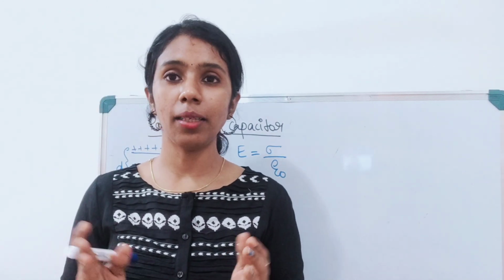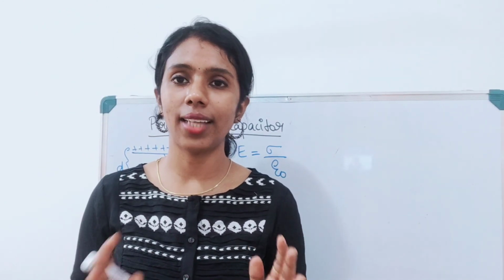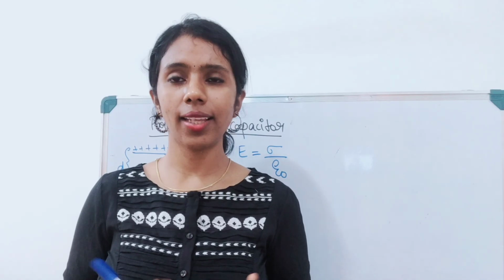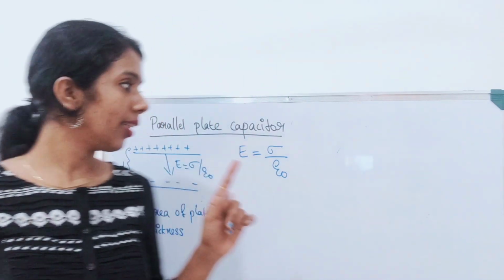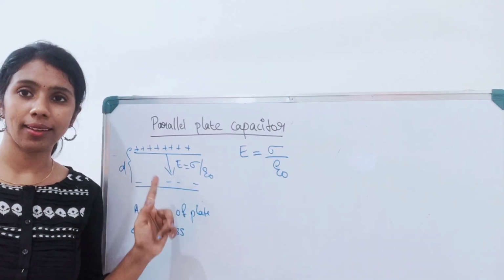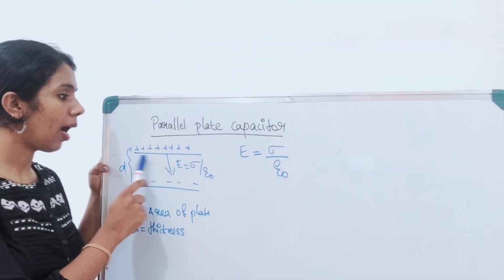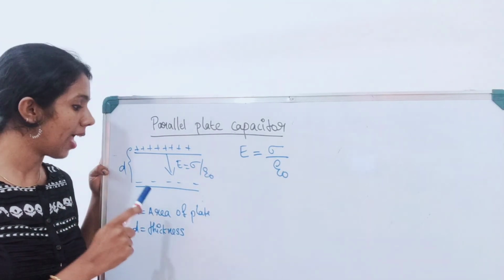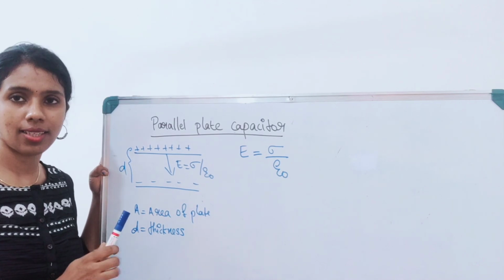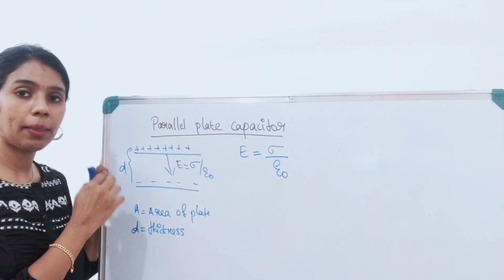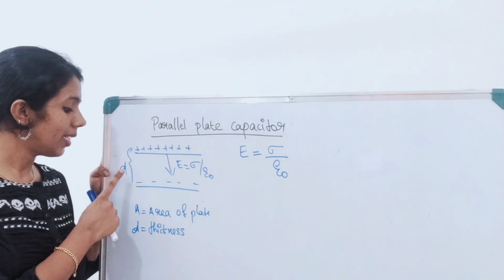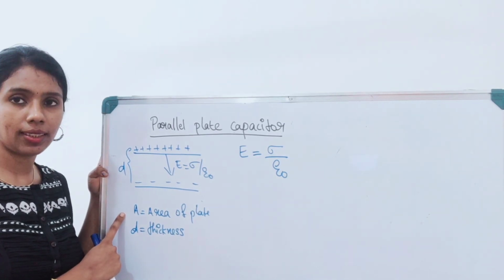Capacitance of a parallel plate capacitor without dielectric. In order to find the expression for the capacitance, here I am considering a parallel plate capacitor where the upper plate is positively charged and the lower plate is negatively charged. Let the separation between the plates be d. Let A be the area of the plate.